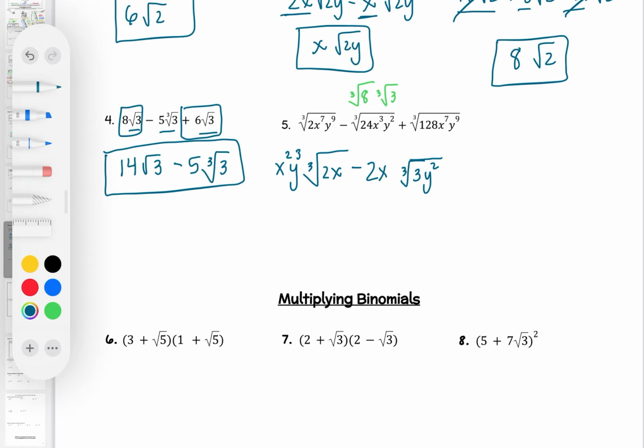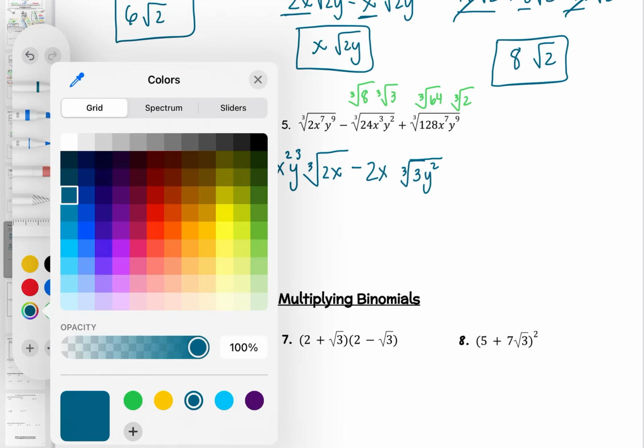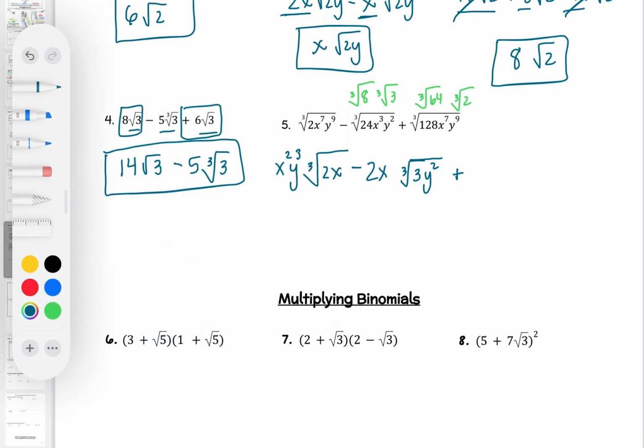So for this one, we can break it up to be the cube root of 64 and the cube root of 2. So 128 divided by 64 is 2. The cube root of 64 is 4. And we're going to go ahead and leave that 2 on the inside because we can't do anything with it. And we have x to the 7th on the inside, so we can pull 2 x's out and have 1 left on the inside. And then we have y cubed on the outside.